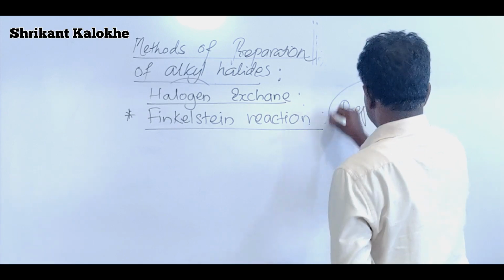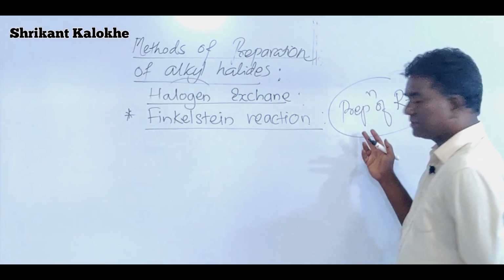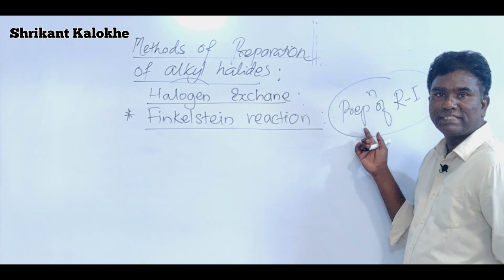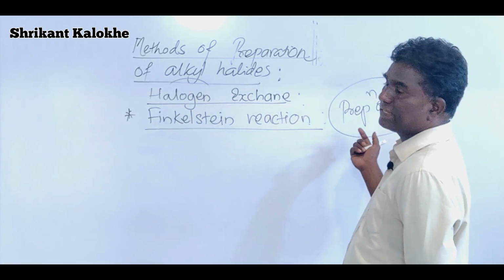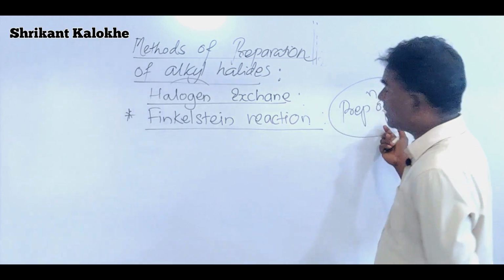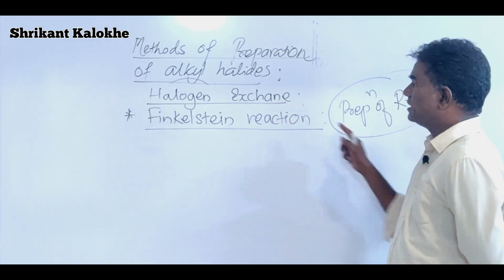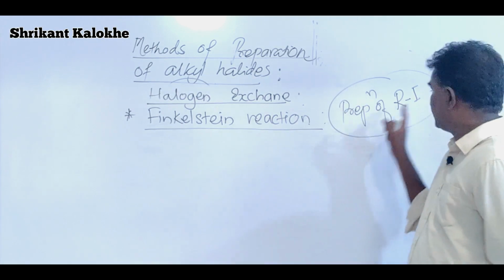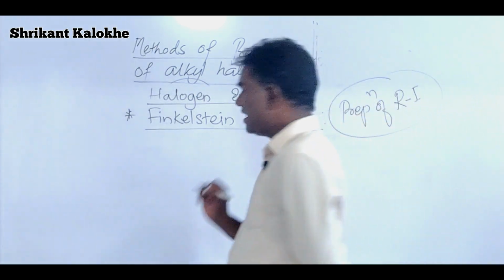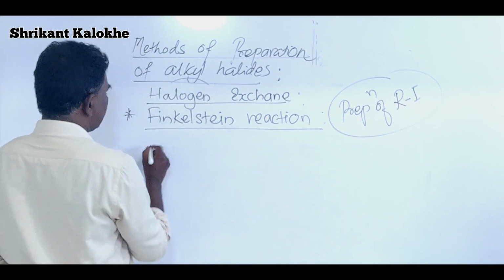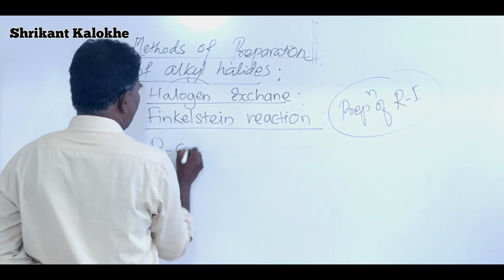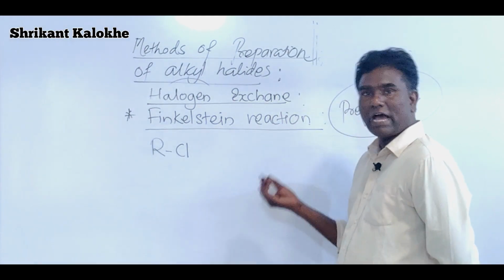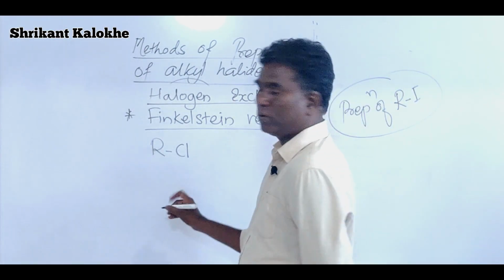RI. This is an important feature of this reaction which is necessary to keep in your mind, because the final product of Finkelstein reaction is RI. Therefore, we have to treat any other alkyl halide. For example, other alkyl halide means other than alkyl iodide. We have taken here alkyl chloride.